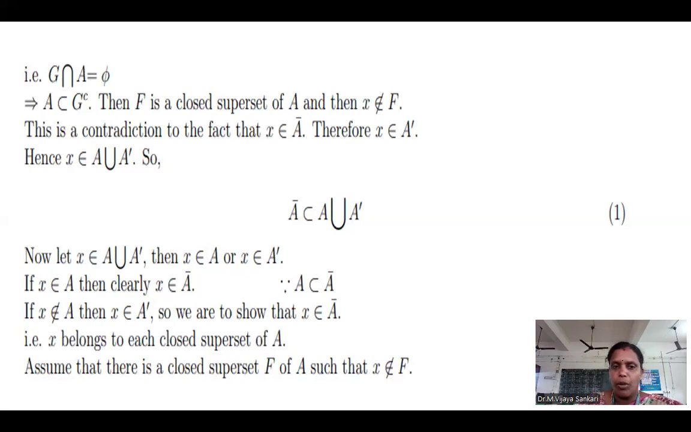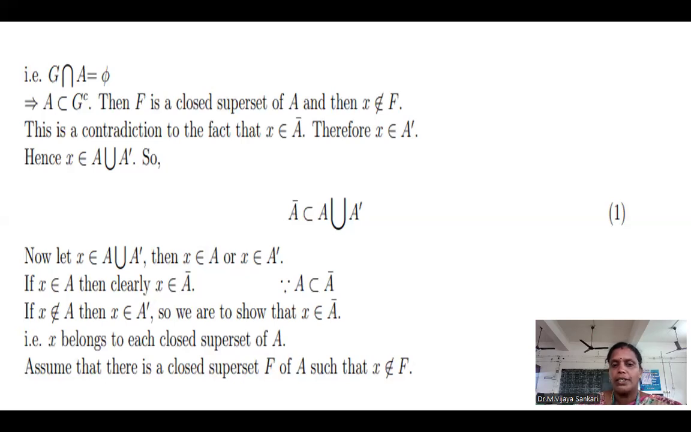Next, let small x belong to A union A dash. Then x belongs to A or x belongs to A dash. Clearly, x belongs to A bar since A is a subset of A bar. If x does not belong to A, then x belongs to A bar. So we have shown that x belongs to A bar, that is, x belongs to each closed superset of capital A.